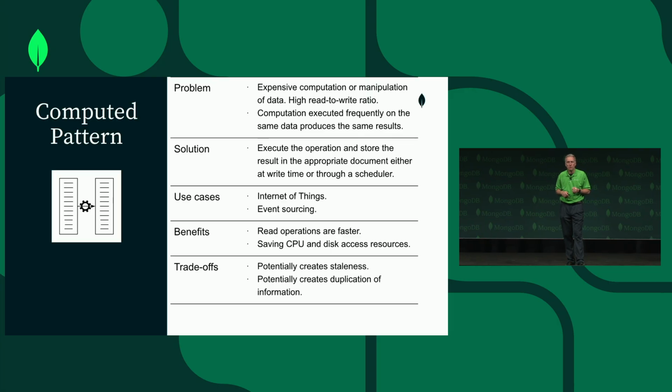The second one, the computed pattern, and as a matter of fact, this one plus the previous one, the extended reference pattern and the computed pattern, are by far the two patterns I use the most when I do design reviews with customers. So if there are two that you should understand and remember to apply when it makes sense, these are the two. This pattern stores results of computation directly in the concerned document. The computation is generally done at write time or through a job periodically. This pattern is useful when you have a high read-to-write ratio.